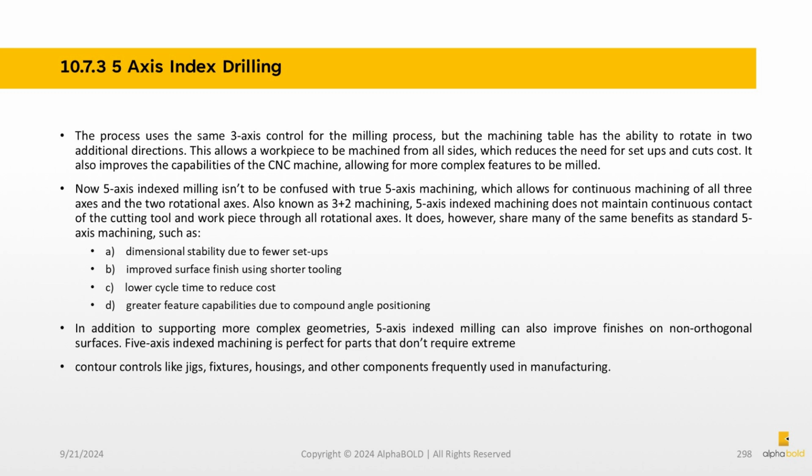In addition to supporting more complex geometries, 5-axis indexed milling can also improve finishes on non-orthogonal surfaces. 5-axis index machining is perfect for parts that don't require extreme contour controls like jigs, fixtures, housings, and other components frequently used in manufacturing.